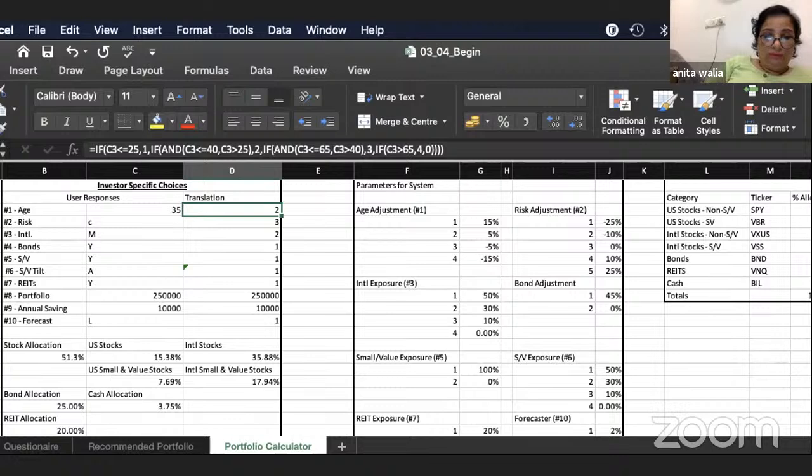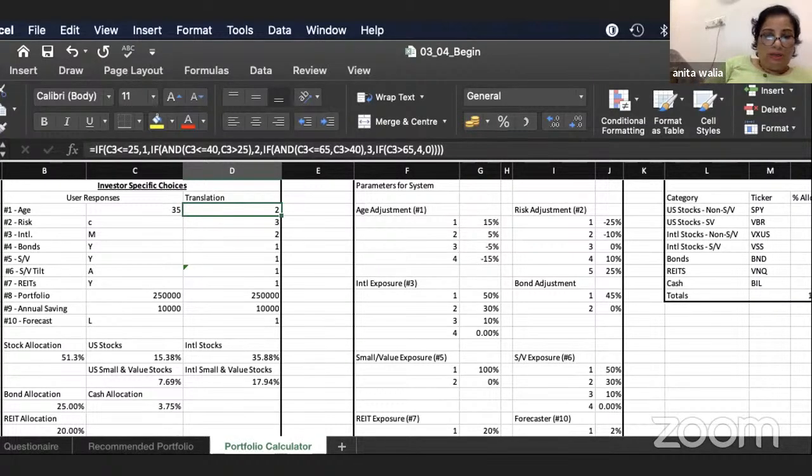age category of 1, then we want to add 15%, let's say like this. Suppose you are below 25 or around 25, so you have a gain of 15%, right? You can add 15% to your stock allocation. And if you are in the 2 category, you can add 5. But if you are in the 3 category, that means if your age is between 40 to 65, then in that case, you have to take away 5%, minus 5 here. And if you are in the 4 age category, then you have to take away the 15%. But how are these categories defined?